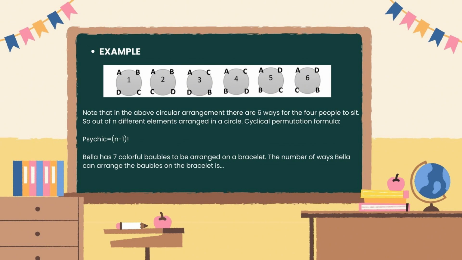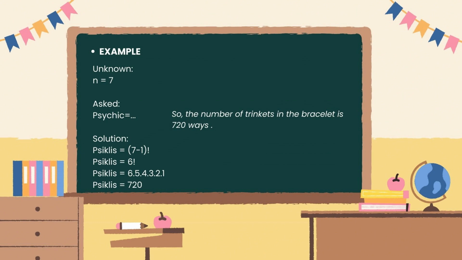Bella has 7 colorful baubles to be arranged on a bracelet. The number of ways Bella can arrange the baubles on the bracelet is asked. n equals 7. Asked: P_cyclic equals? Solution: P_cyclic equals (7 minus 1) factorial, which equals 6 factorial, which equals 6 times 5 times 4 times 3 times 2 times 1, which equals 720. So the number of ways to arrange the baubles on the bracelet is 720 ways. Thank you.